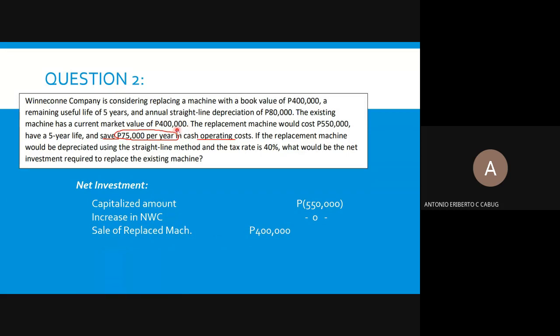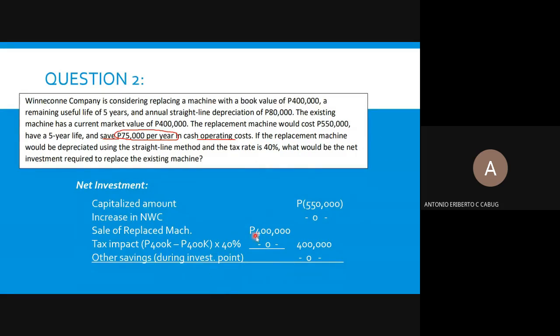You can sell this for 400,000 pesos. The book value is 400K. 400 minus 400 times 40% is 0. So 400,000 plus or minus 0. You will have 400,000 as your cash inflow. No tax effect dahil walang gain or loss.